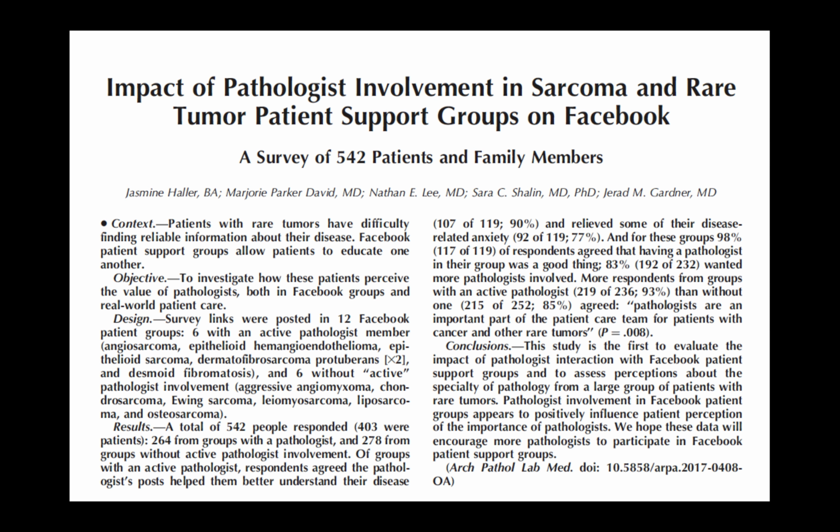And in 3 weeks' time, we got 540 patients and family members. These are people with rare tumors, remember, 540 of them to respond to this survey about pathologists in 3 weeks' time. It cost us $75 via SurveyMonkey. I think the largest cancer centers in the world would have trouble getting this kind of data this quickly. And interestingly, what we found, again, this is in the Archives of Pathology. You can read the whole paper if you're interested.